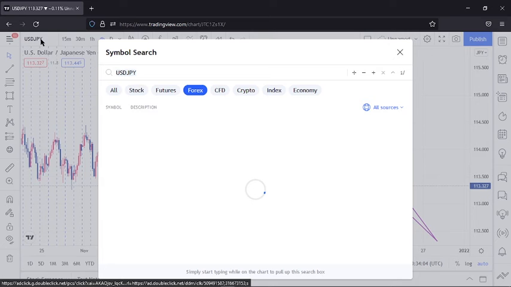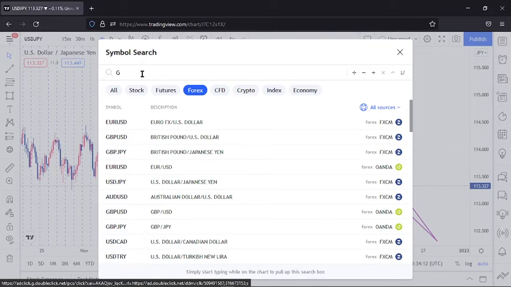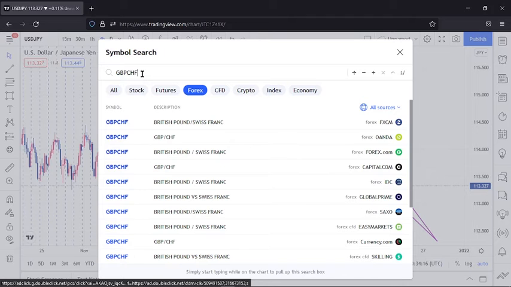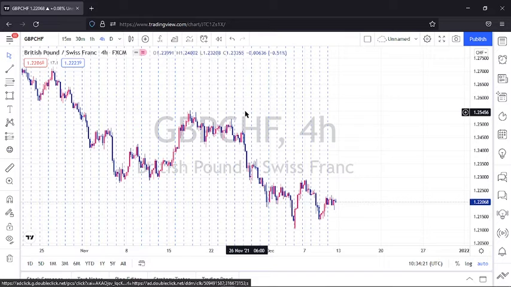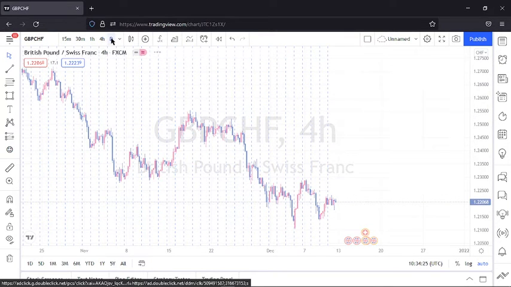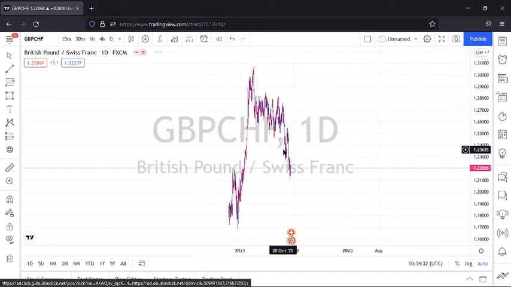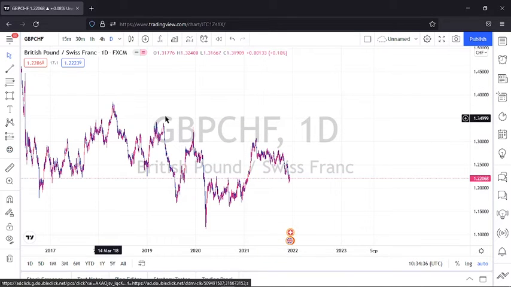So let's look at the very last one here, which is GBPCHF. Let's look at GBPCHF. For me to see it clearly, I have to start from daily. Having been on daily right here, we want to see the past history, which is from the left.